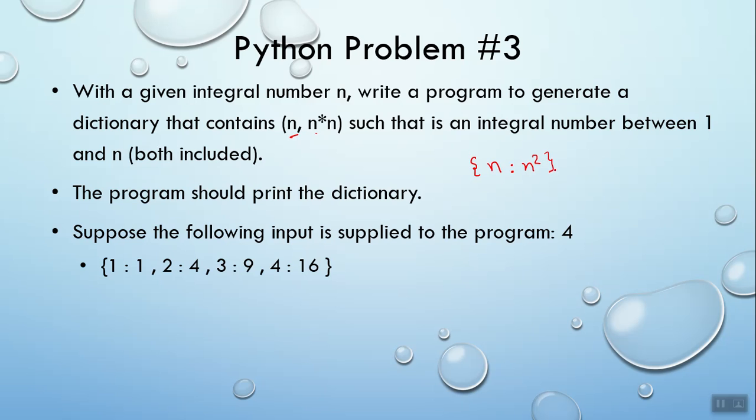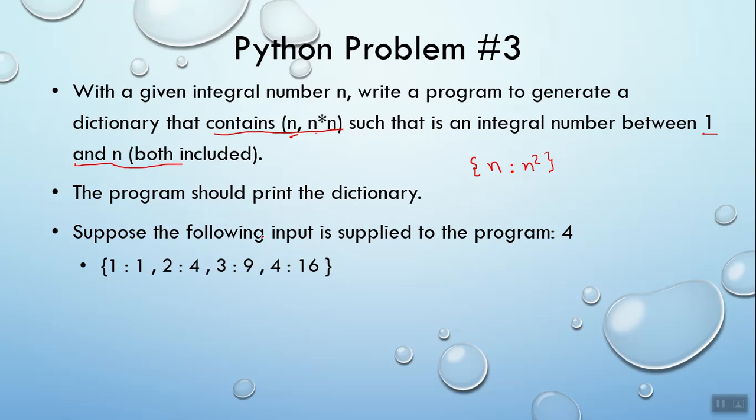And square, suppose. So that is an integral number between 1 and n, both included. Talking about included, we'll be using the range function. The main problem is contained into n. So this is the task that we have to do in a dictionary, and the constraint is this, of both included.